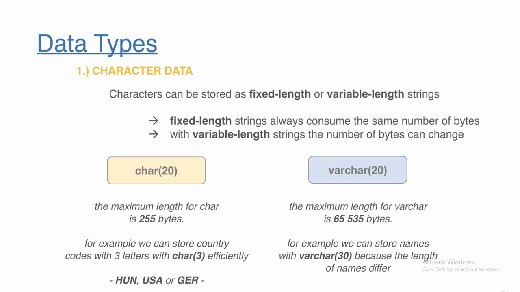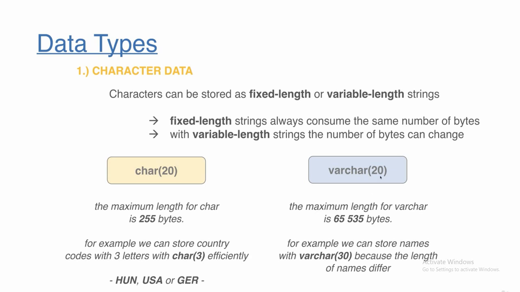For example, we can store names with varchar because the length of the names will differ. Of course, we don't know for certain what's going to be the length of a given name. I mean, how many characters are there in a given name. Of course, there are names with just a few characters. There are very long names. So in these cases, we have to use variable length strings.